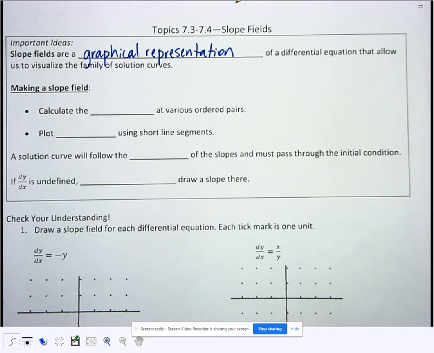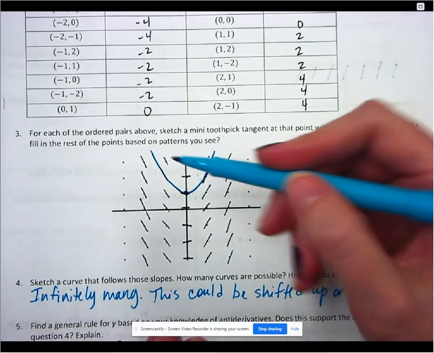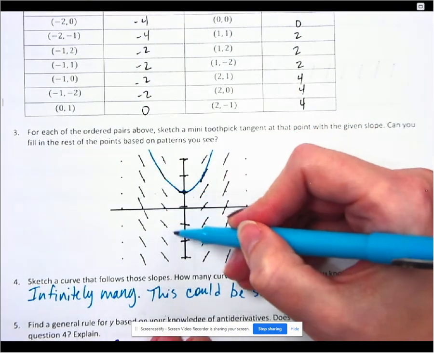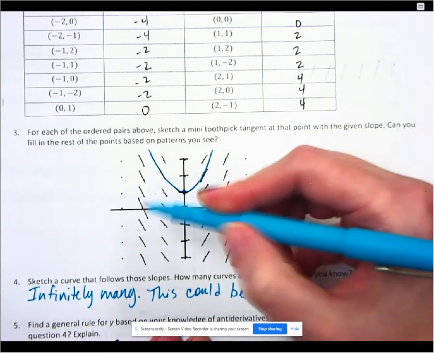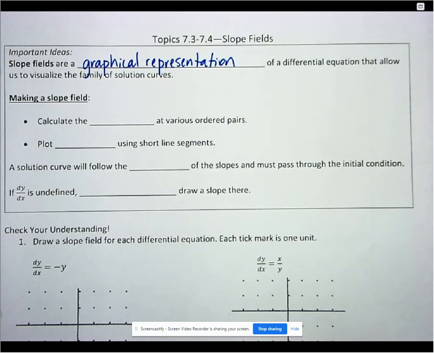Right, so we're gonna put this all together and talk about the important ideas. The first one is that slope fields are a graphical representation of a differential equation that allow us to visualize the family of solution curves. So if we're looking at the slope field we just drew here, you can tell that the family of solution curves is going to be parabolas. As I follow the trend of all of these slopes, every time it forms a parabola. And that's what slope fields allow us to do.